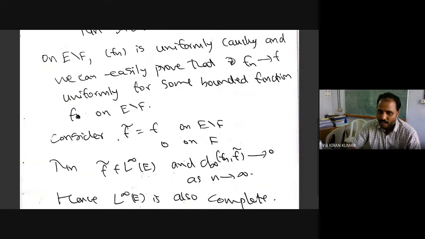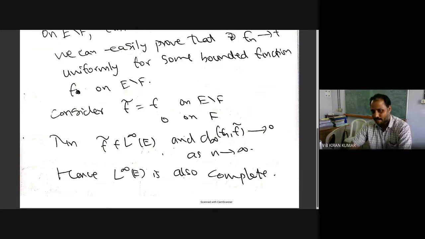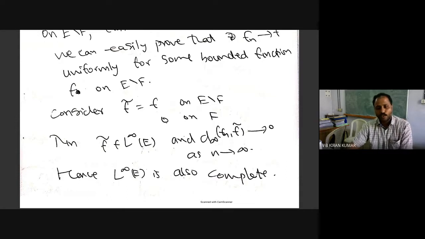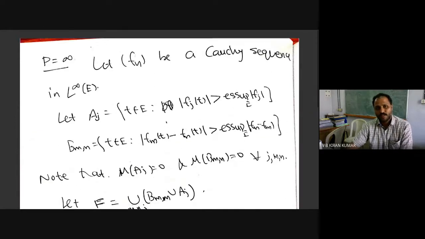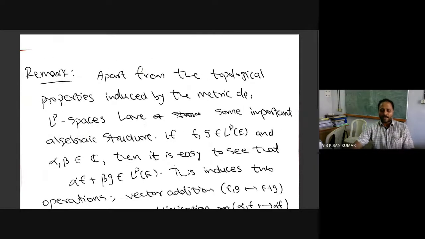Okay. So we assume that on E minus F you have convergence. What we do is define f tilde to be f on E minus F and 0 on F. Since the measure of F is 0, we are not bothered about what happens on F. So f tilde is in L infinity, and this will happen. So we proved that L infinity is also a complete metric space. This is a very important thing. So we obtained a complete metric space, and not just a single one. In fact, the whole of LP is a complete metric space with respect to the concerned metric dP.